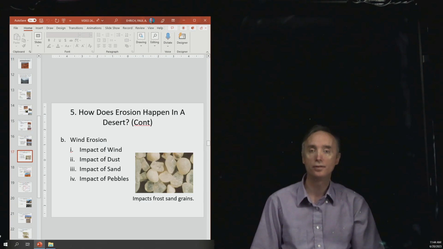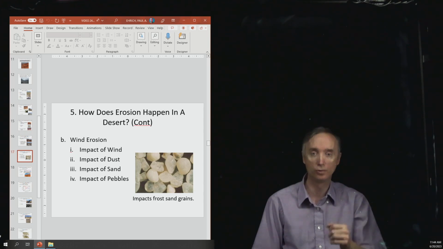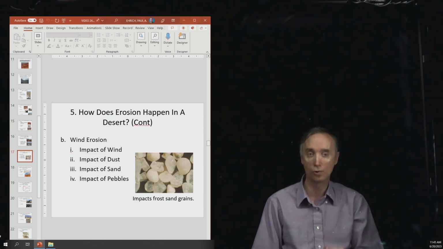Okay, then another type of erosion is going to be caused by the wind. This could be the actual impact of the wind on a rock. Now that really doesn't do a whole lot of erosion. But if that wind contains dust, that dust, as it makes an impact on the rock, can cause erosion. Sand is an even better method of erosion because sand is going to be made of quartz.